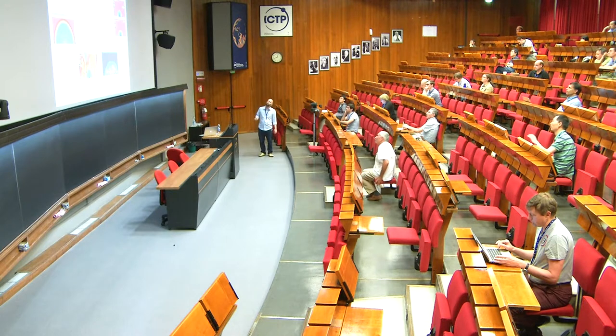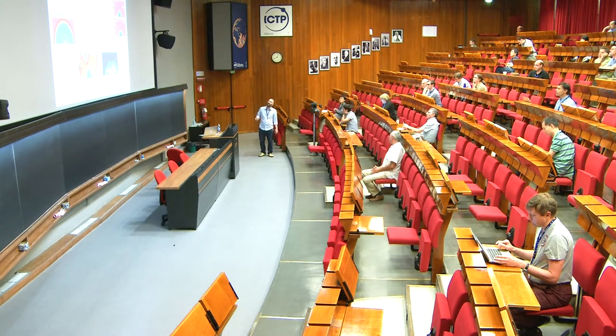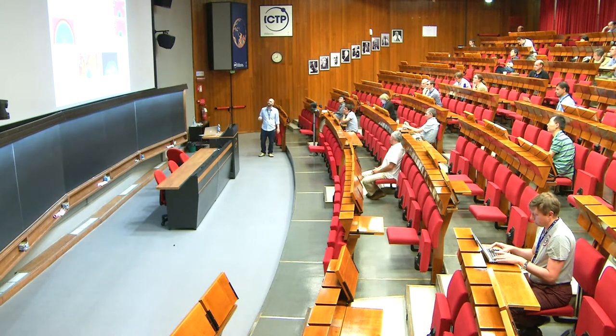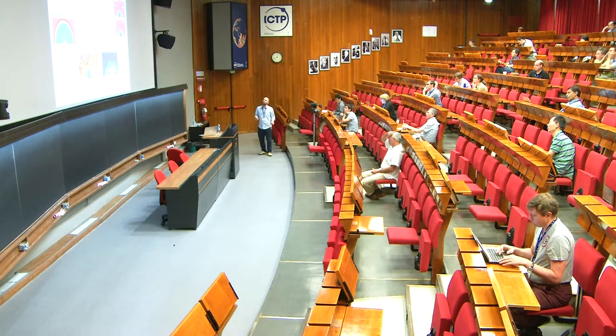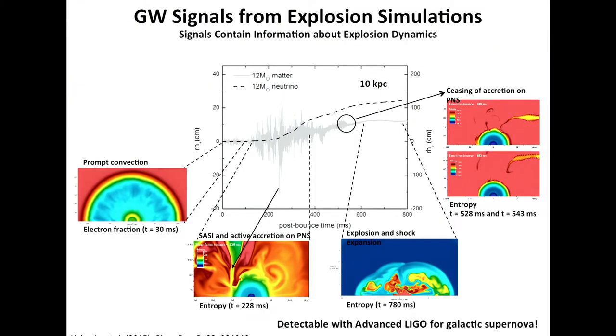Just wanted to show gravitational wave signals. This is from 2D explosion simulations, though, so you want to keep that in mind, but this shows the gravitational wave amplitude as it would be observed on Earth, if the supernova was 10 kiloparsec away.